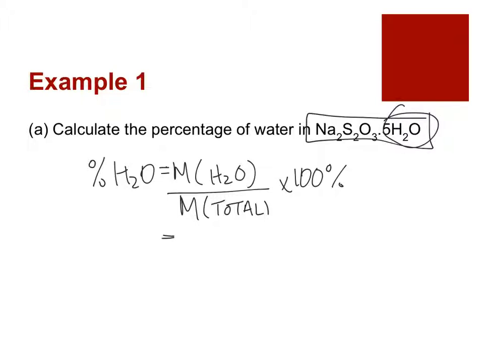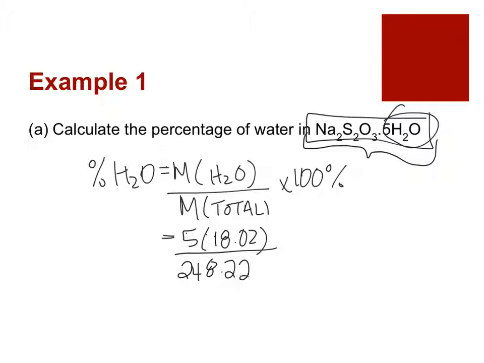So in this one we have 5 waters associated. So we're going to take 5 times the molar mass of water. And then we're going to find the total molar mass of our entire hydrate, including those 5 waters. You should get 248.22 grams per mole. If we multiply that by 100 then, our answer to 4 significant digits would be 36.30%. So that means 36.30% of this hydrate is water, and the rest is this ionic compound here.